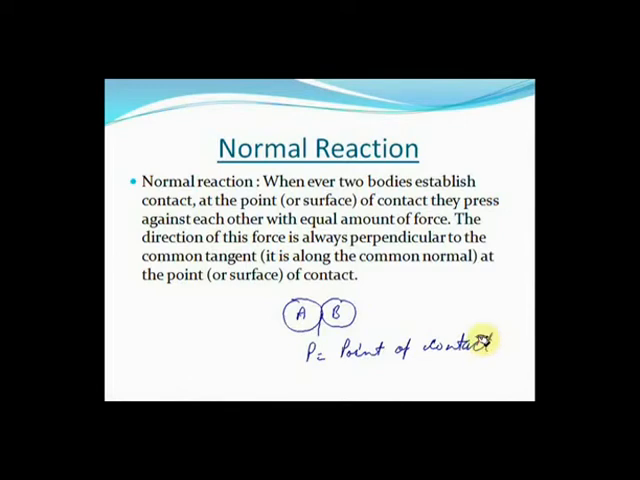So since ball A and ball B are touching each other, they will exert a normal force on each other. On ball A we have a normal force N1, which is being exerted by ball B, and similarly on ball B we have a normal force N2, which is being exerted by ball A. These two forces are equal and opposite to each other. So N1 is equal to minus N2, which also means that the magnitudes of these two forces are equal.